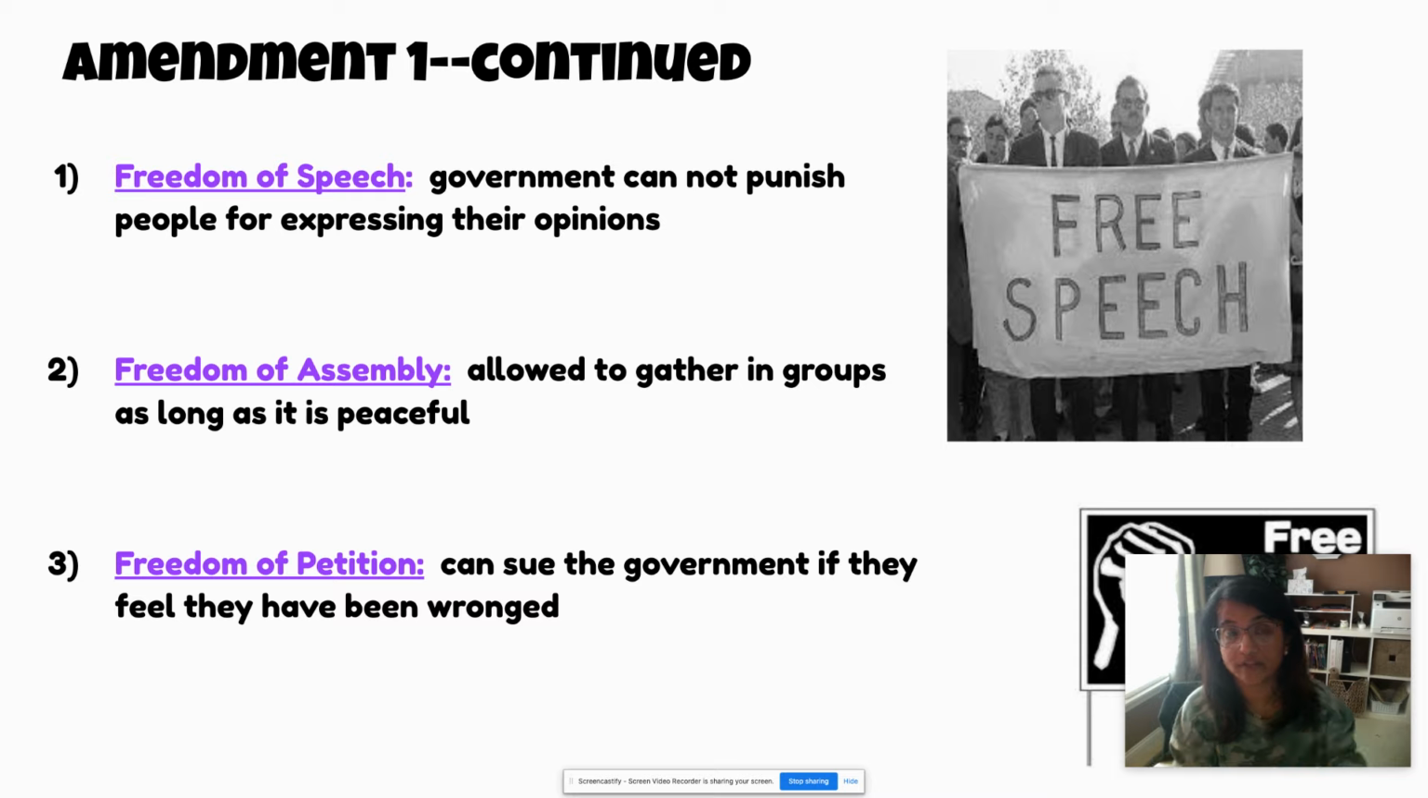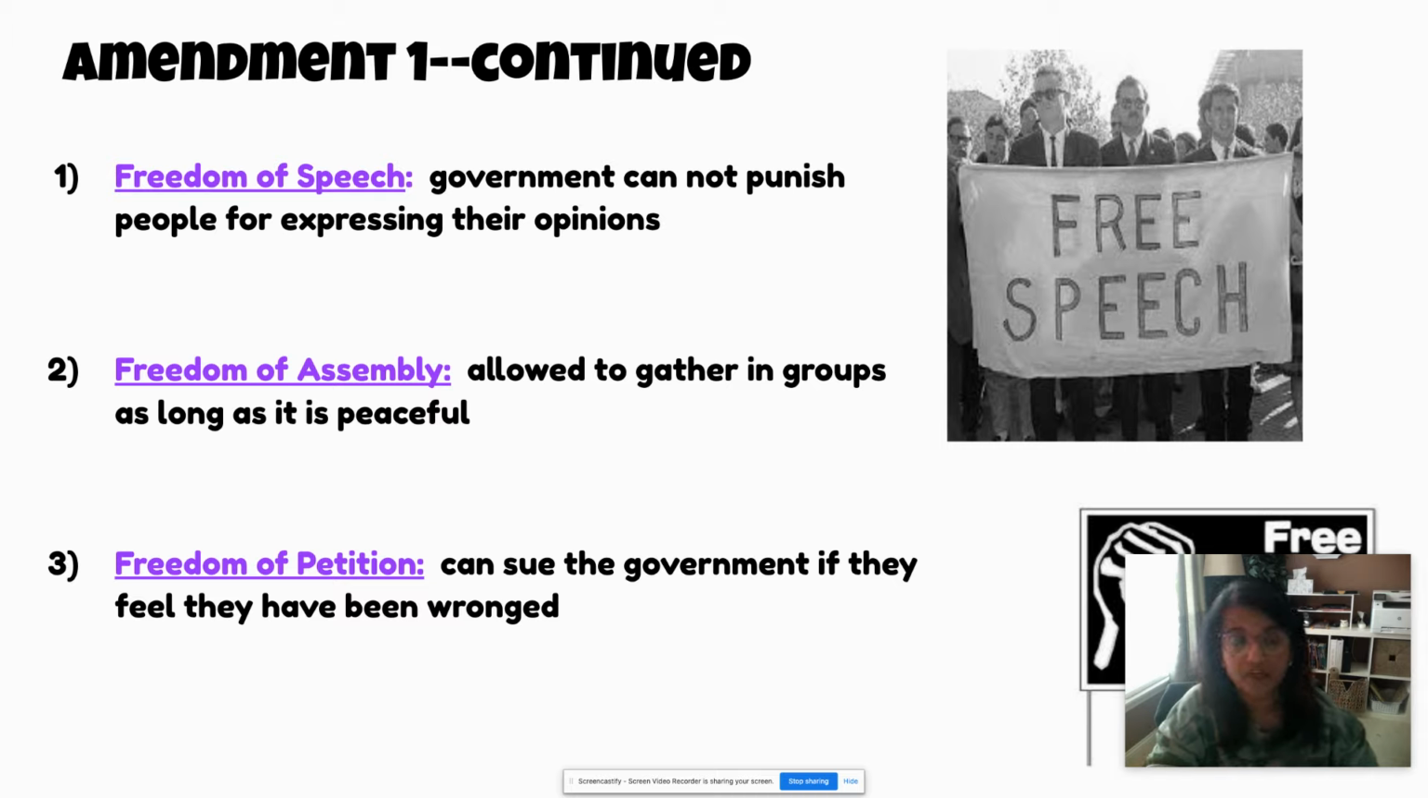Also, part of the First Amendment, it protects our freedom of speech. So the government cannot punish us for expressing just our opinion. So let's say I don't like, I don't know, a certain TV show or a certain group or even a certain leader. I can still say I don't like that. It protects my freedom of speech. Like I said, in other countries, you're not even allowed to say those kinds of things, or you could go to jail.